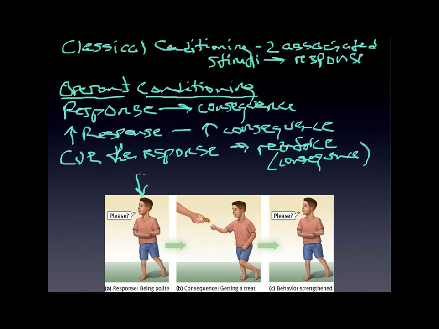Okay? So classical conditioning is two stimuli that are associated together and lead to a particular response. One of the stimuli triggers this response automatically. The second stimulus is added into it, associated together, so that number one is associated with number two. Number two doesn't have to exist for number one to bring about this response.